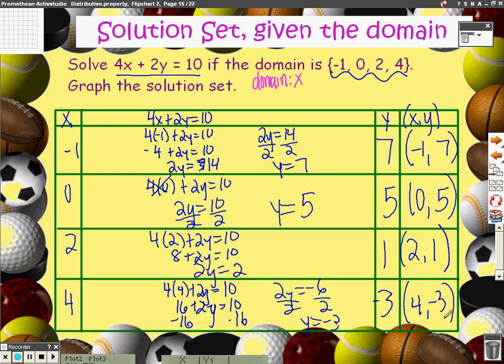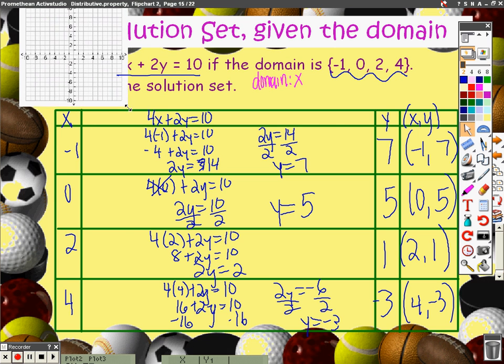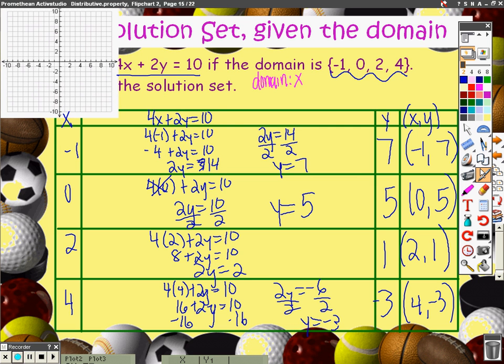So from here, I'm going to get ready to graph. My graph is a wee bit small, but we're going to squeeze it in right here. Maybe make it just a little bit bigger and scoot it over. I'm going to take the first ordered pair and plot that on my graph: -1, up 7. Then the next ordered pair, 0, 5, 2, 1, and 4, -3. And then I'm going to connect these. That's not a very pretty line, but keep in mind to draw an arrow on the end.